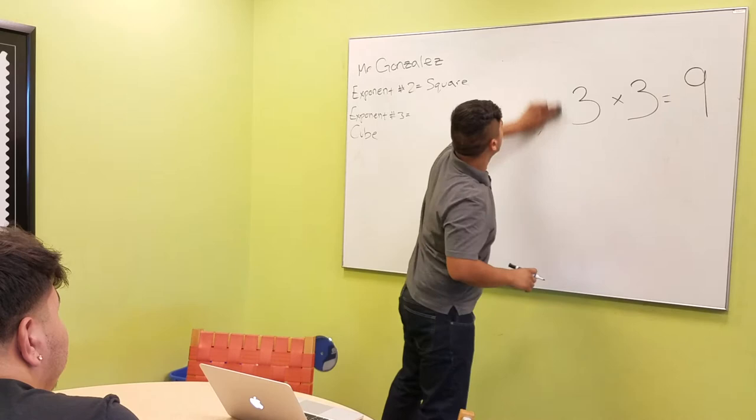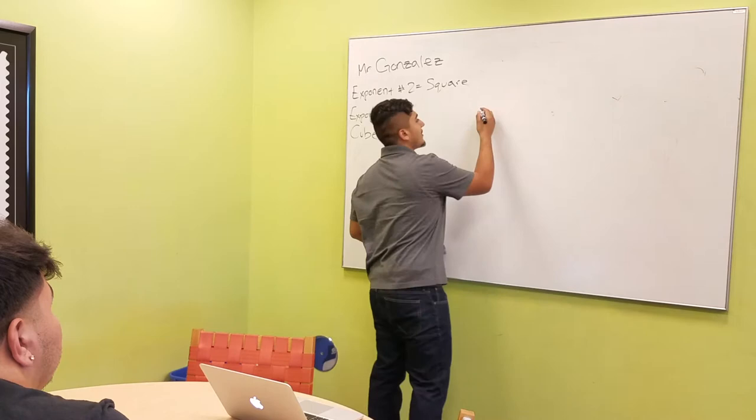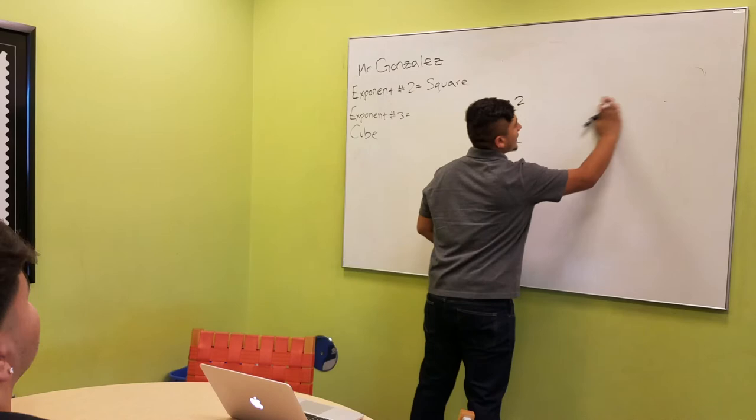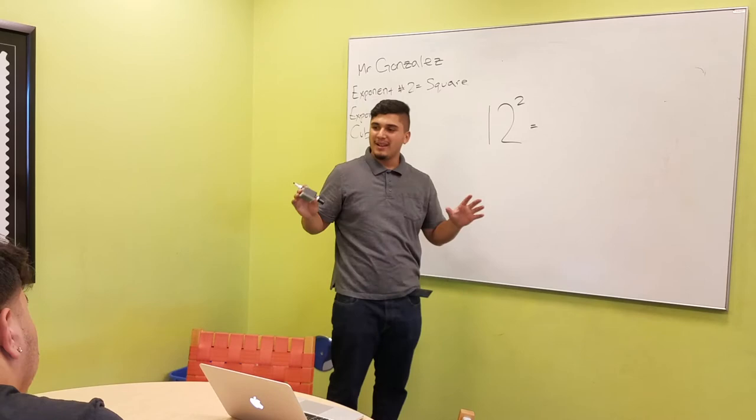12. Mr. Adam, you said 12. That's all right. So we're going to have 12 squared. We have 12 squared. So, like I said before, what does 12 to the power of 2 mean? 12 times itself, 2 times.